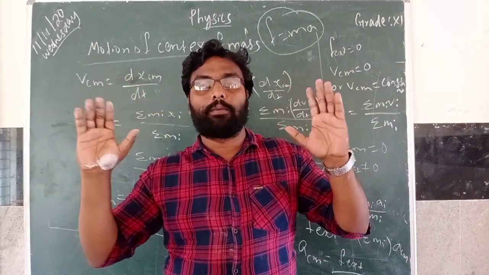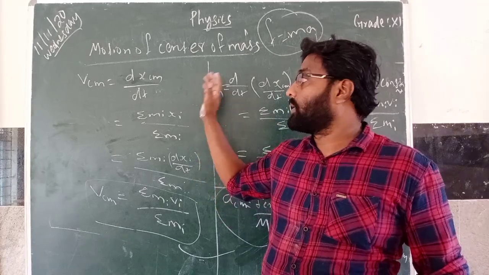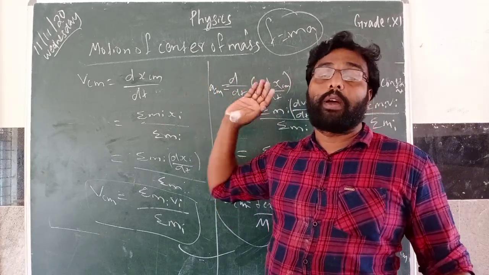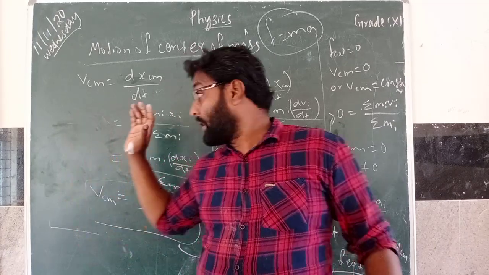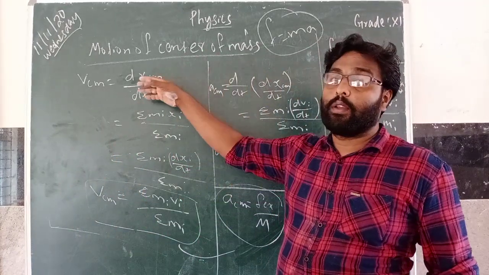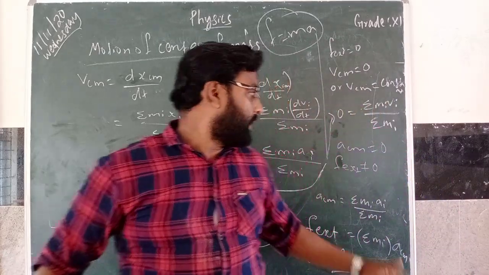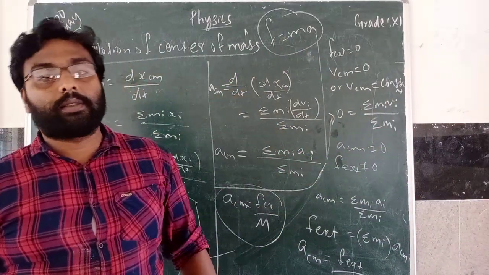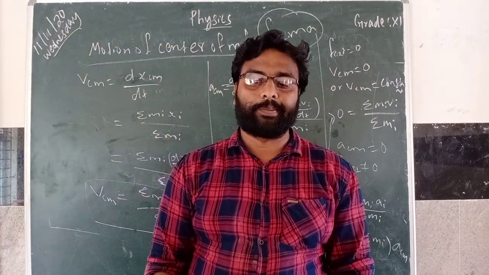So this is how, when a rigid body moves, you can find its center of mass, velocity and acceleration by using the first derivative and the second derivative forms. Then you can find out the center of mass formula.